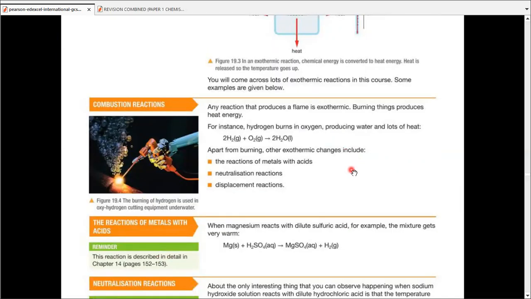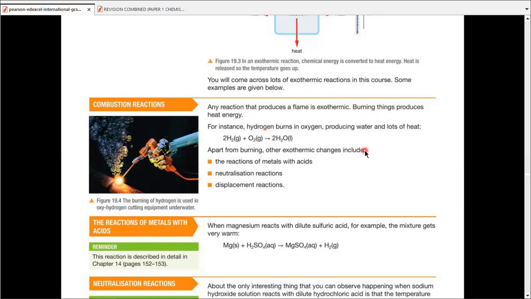We are going to set up a certain set of reactions for you so that you can remember those reactions as exothermic reactions. Most of the combustion reactions are exothermic. Any reaction that produces a flame, that produces fire, is exothermic. Burning things produces heat energy, exothermic. Burning a piece of paper, exothermic. Burning a piece of wood or a piece of coal, exothermic.